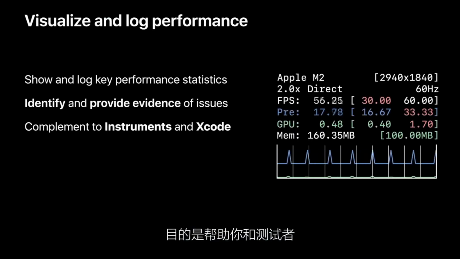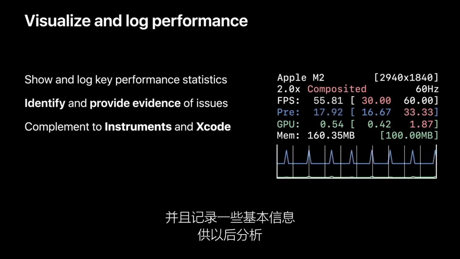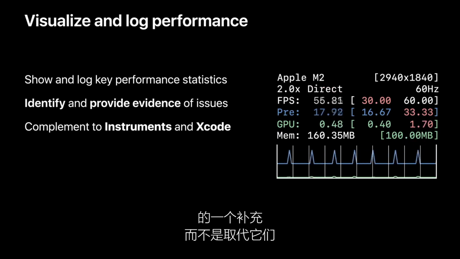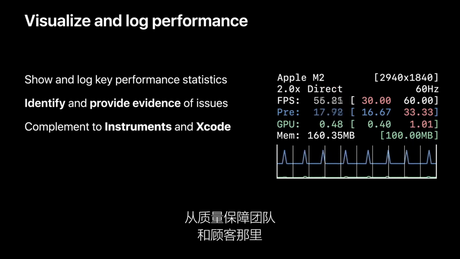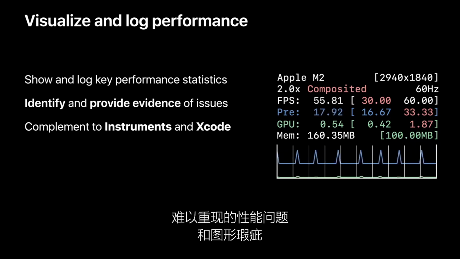Its purpose is to help you and your testers easily spot potential performance problems and to log some basic information for later analysis. The HUD is a complement to, and not a replacement for, your existing debugging and performance analysis tools. One that helps you get useful information from quality assurance teams and customers with just screenshots and logs, helping you more quickly reproduce, analyze, and fix hard-to-reproduce performance problems and graphics glitches.